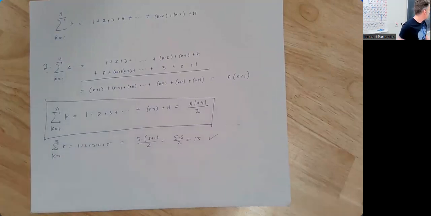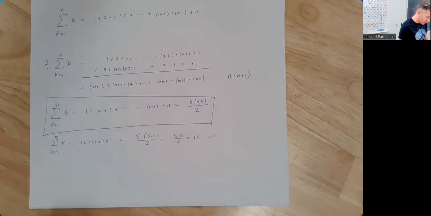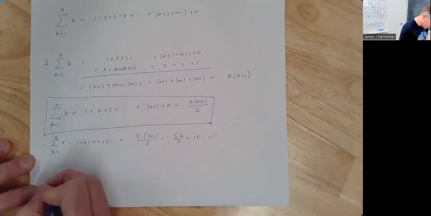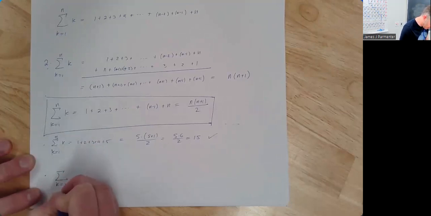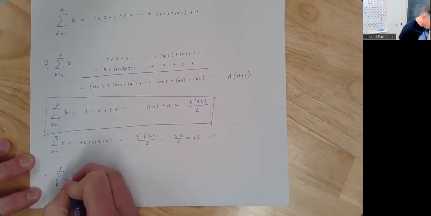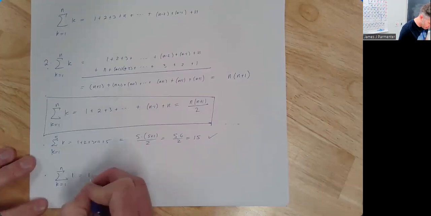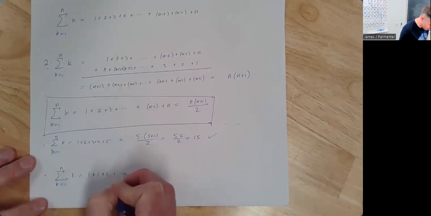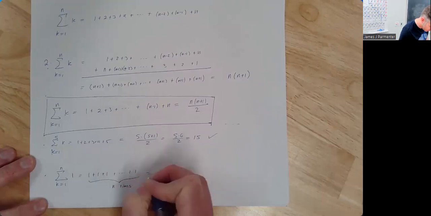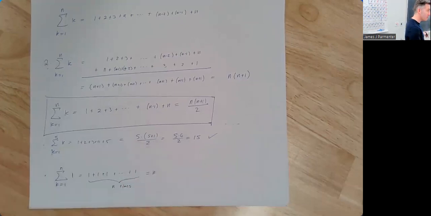Okay, to do the next one for the sum of k squared, we need this formula. We also need a couple other things. We need that it is definitely true that the sum from k equals 1 to n of just 1, well, you're adding up 1 n times. 1 plus 1 plus 1 plus all the way to another 1, n times, is definitely going to give us n. No big surprise there.